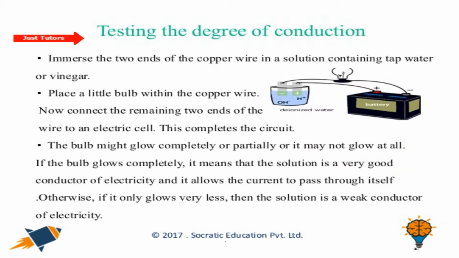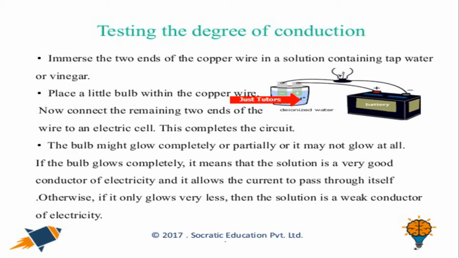Now, testing the degree of conduction. What is the degree? That means how much current is passing through it. Immerse the two ends of the copper wire in a solution containing tap water or vinegar. Place a light bulb within the copper wire. Now connect the remaining two ends of the wire to an electric cell. This completes the circuit.